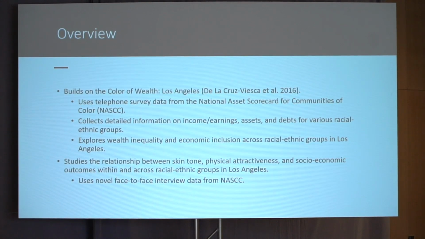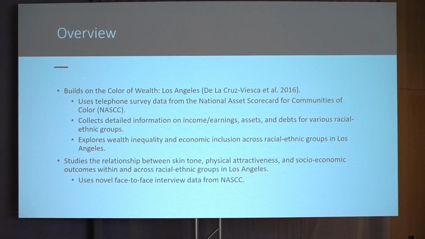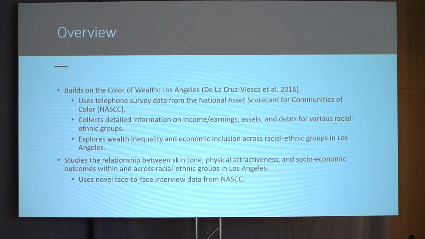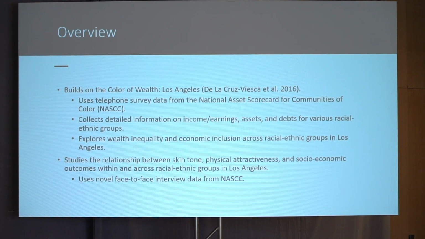All right. So, as Sandy mentioned, this report builds on the initial Color of Wealth Los Angeles report made in 2016. In that report, they used telephone survey data from the National Asset Scorecard for Communities of Color. And in that survey, they collected very detailed information on the income, earnings, assets, and debts for various racial ethnic groups. And the explicit purpose of that report was to explore the wealth inequality and economic inclusion across racial and ethnic groups in Los Angeles.